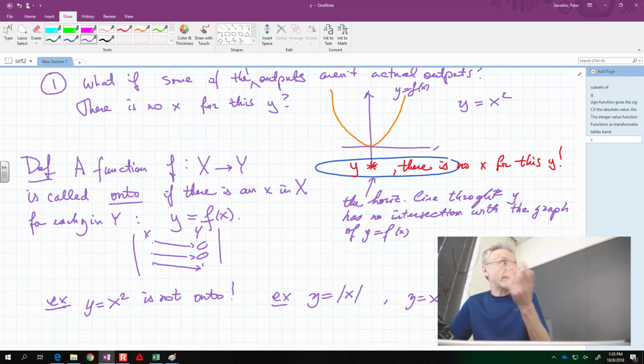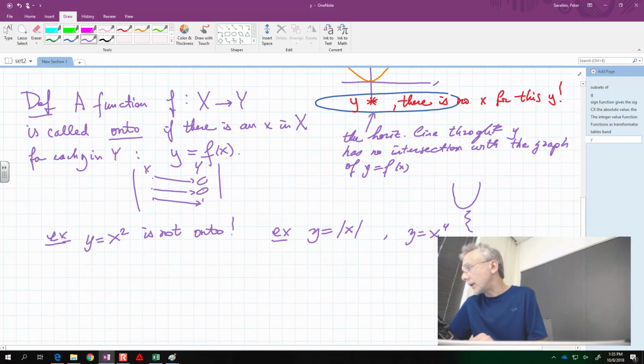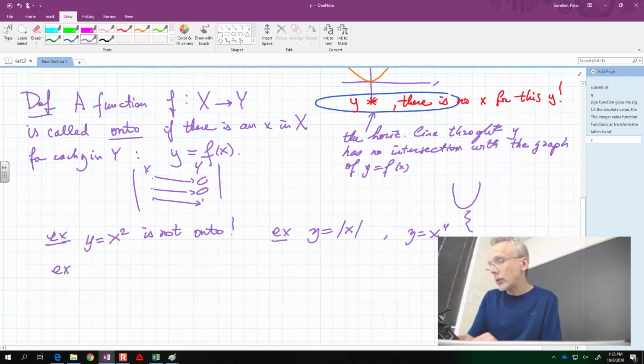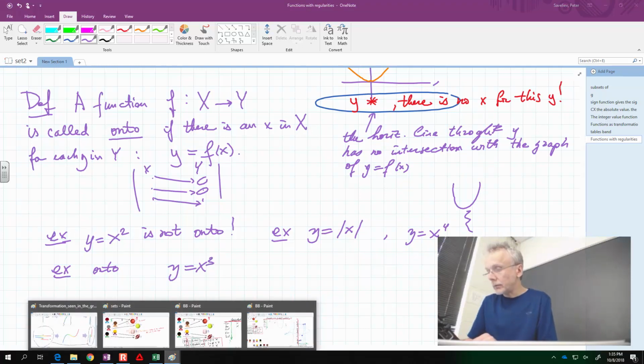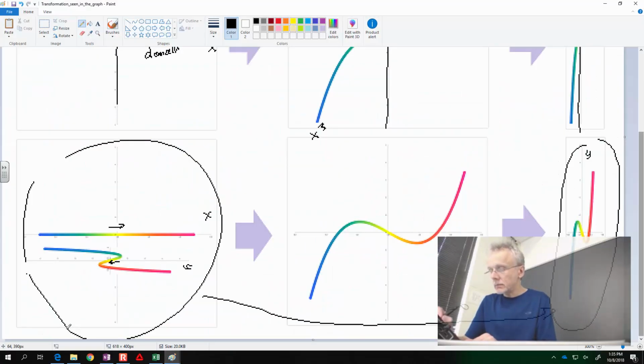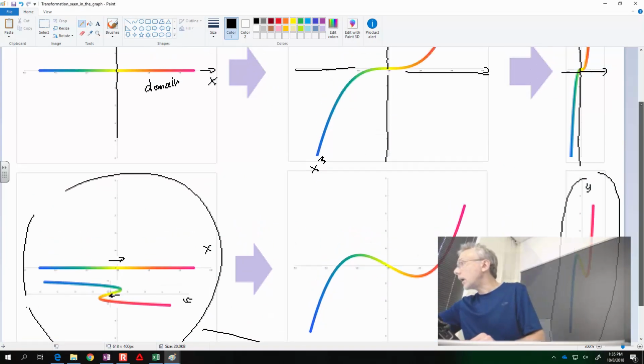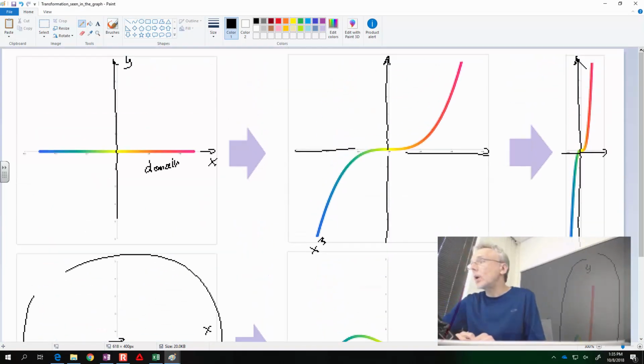Any kind of function that has holes in it is also to be expected to be not onto. Onto functions are not too many, but y equals x cubed, the one we just saw a minute ago, this one, either one of these, is onto. Once again, the picture on the right indicates that we have covered the whole y-axis, which means that it is onto.